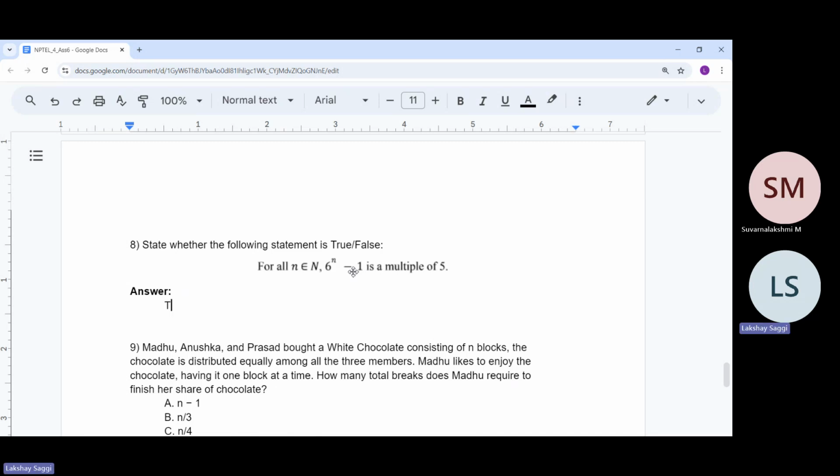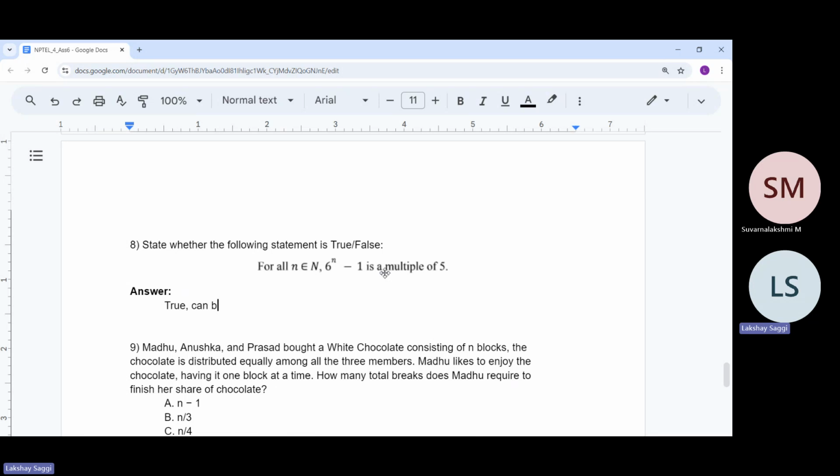Let me just tell you, this is not too hard, and this statement will be true. For n equal to 1, we can just see that it will be 6 minus 1, which is 5. Then for n equal to 2, it will be 6 square minus 1, which is 36 minus 1, which is 35, again divisible by 5, and so on. And if this is true, we need to show this for all n. We can't just give examples like it's true for n equal to 1 or 2.